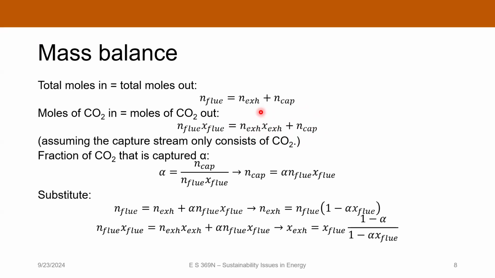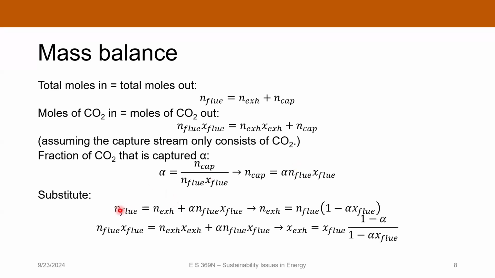Okay, so we end up with this, and we can define a capture efficiency here, which is going to be the ratio of the captured moles to the number of moles coming in the flue gas. And so for perfect capture, that alpha would be 1, right? But we can also write that the flux of the capture stream can be written in terms of the flue gas incoming stream with this capture efficiency. So that allows us to remove one of the terms in this equation.